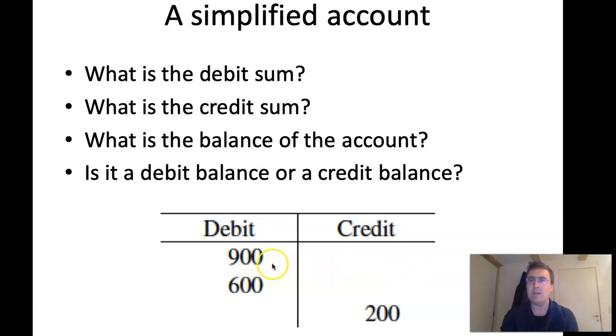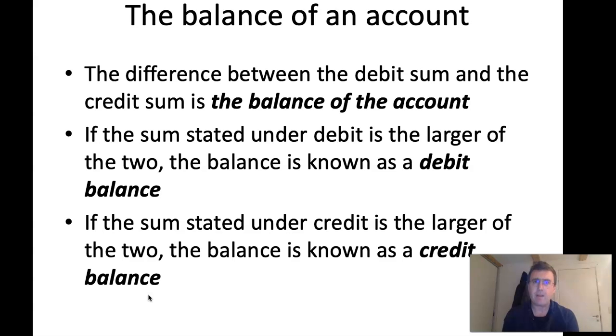In this example, it's a debit balance, because we have 900 here, 600 here, and then 200 here. It means in debit balance we have 1500 here, 200 here, subtracting, that means 1300. The difference between the debit sum and the credit sum is the balance of the account.